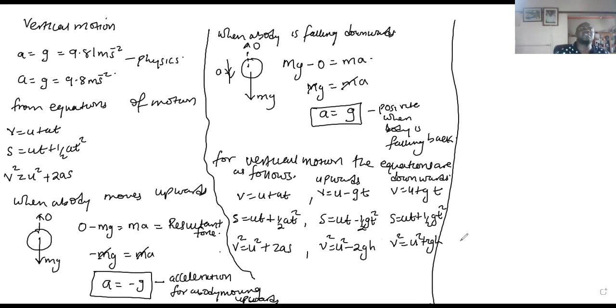So those are the basic definitions that arise when we have motion of the body which is vertical. Now, other definitions come up, like time to reach maximum height.